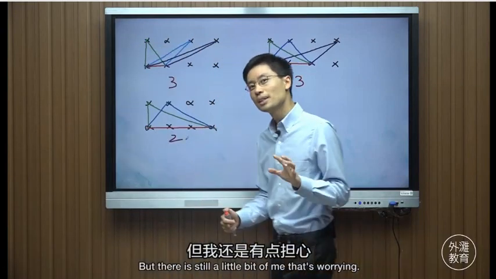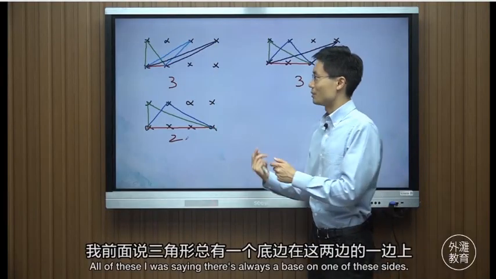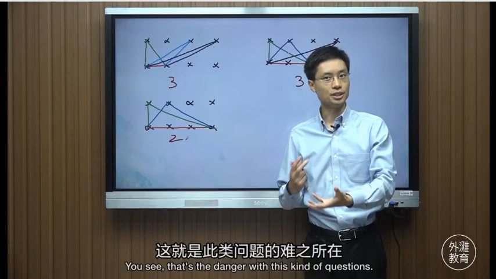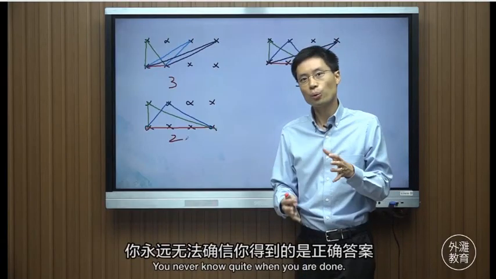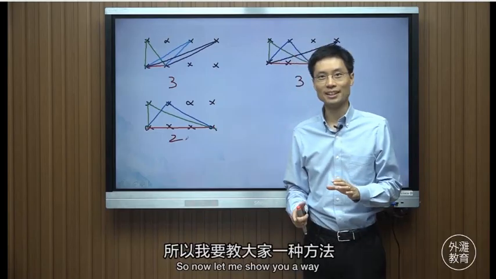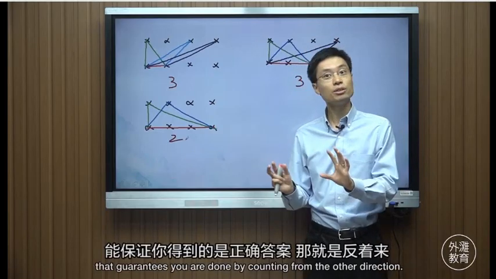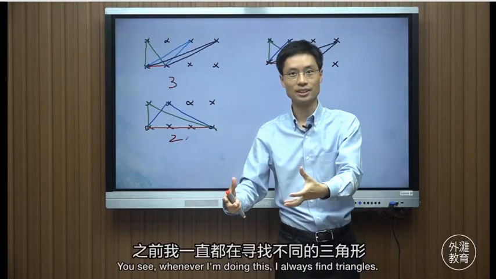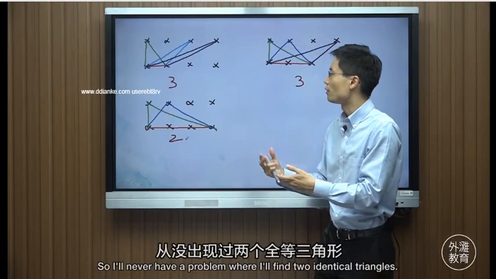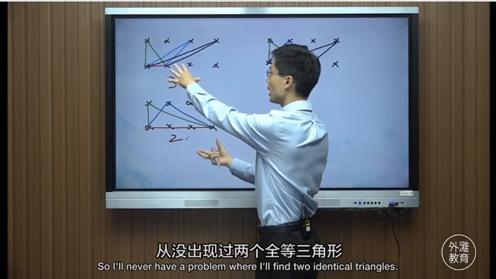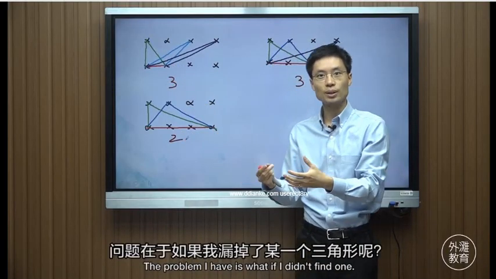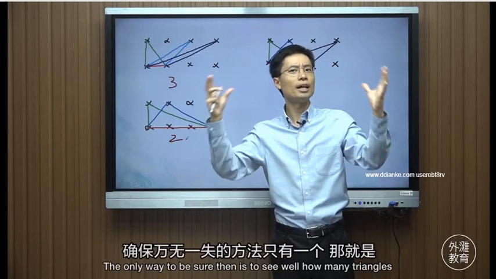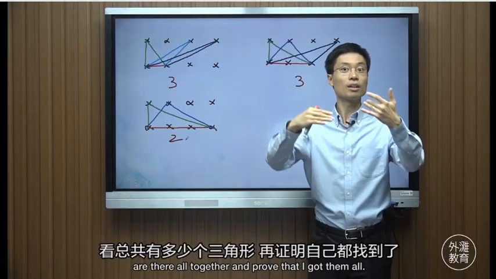But there's still a little bit of me that's worrying. All of these I was saying there's always a base on one of these sides. What if that's wrong? You see, that's the danger with these kinds of questions. You never know quite when you're done. So now let me show you a way that guarantees you're done by counting from the other direction. You see, whenever I'm doing these, I always find triangles. So I will never have a problem where I will find 2 identical triangles. The problem I have is, what if I didn't find one? The only way to be sure then is to say, well, how many triangles are there all together, and prove that I got them all.